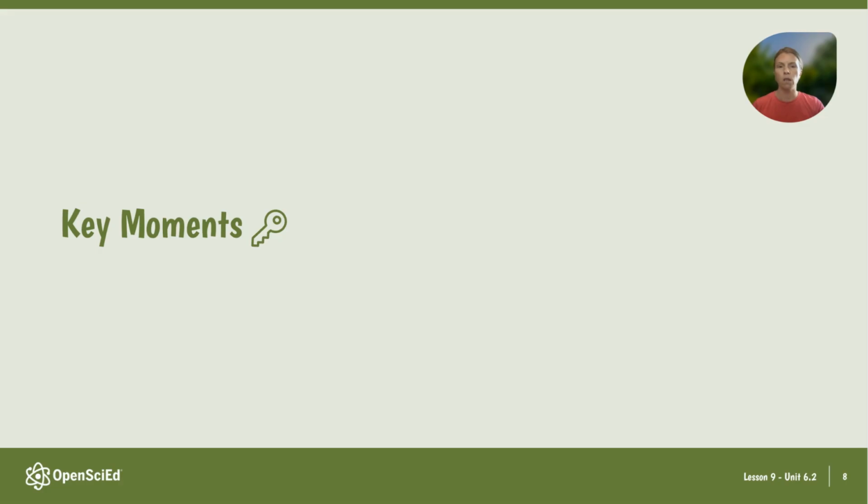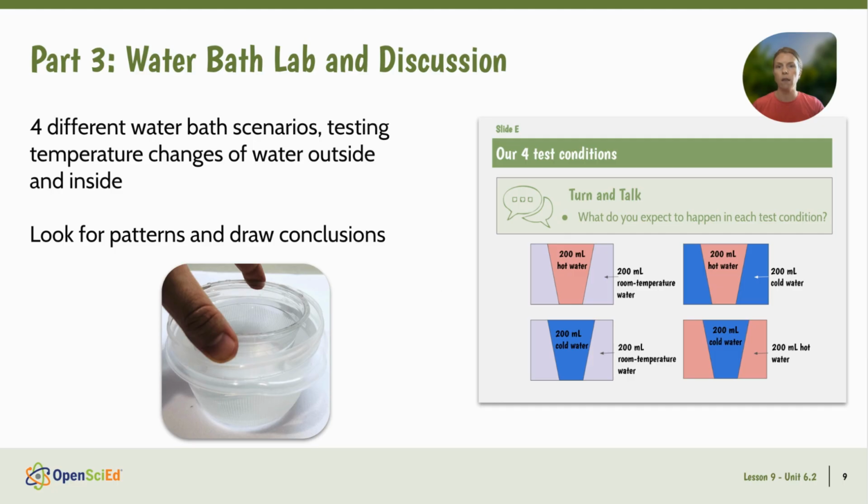I'm going to highlight one key moment in this lesson, and that is the part 3 water bath lab and discussion. So we have the water bath lab. It's a cup inside of a cup, and there's 4 different scenarios. So for example, we have hot water inside the cup surrounded by cold water outside, or we have hot water inside the cup surrounded by room temperature water. We take the temperature of both inside and outside, and then we look for patterns and we draw conclusions.